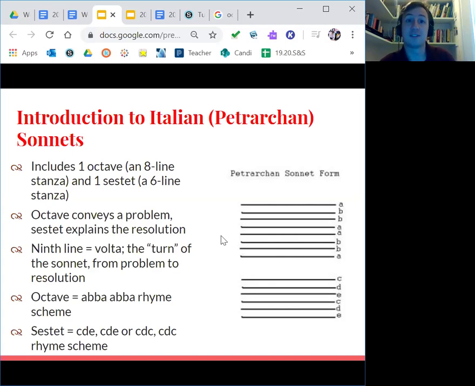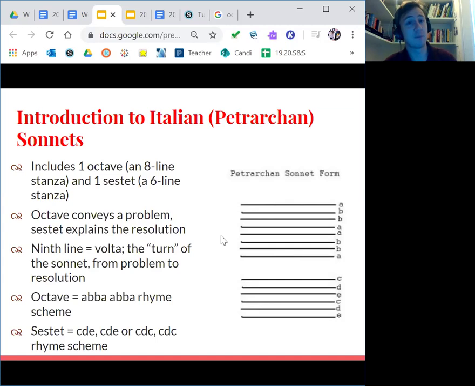The sestet, 6 lines, 8 and 6, 14, is where the resolution will come. So the problem will be introduced in the octave, and the sestet is where the resolution will come. There's this very important thing that happens in the 9th line of an Italian sonnet. It's called the volta. The volta answers the problem. It's the turn, the change in what's happening.